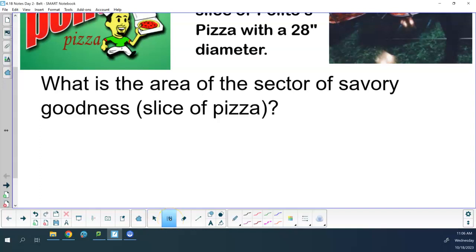Okay. So, area of the circle is going to be pi r squared. So that's going to be 14 squared, which is 196. 196 pi? Yes? Okay. How many pieces of pizza in a full Polito's pizza? 8. So we want 1/8 of that.